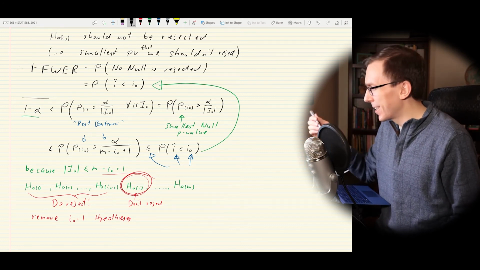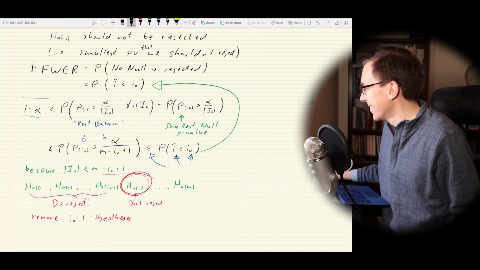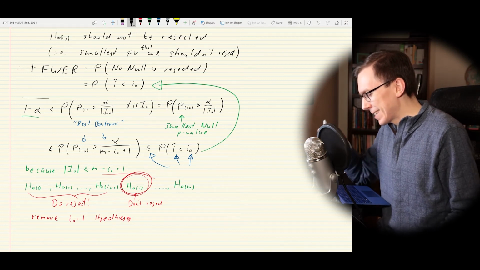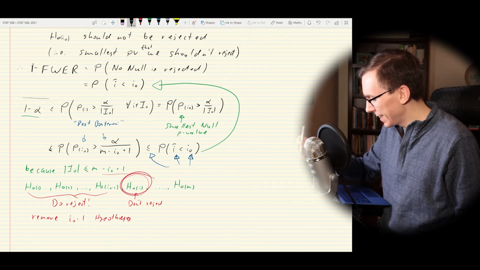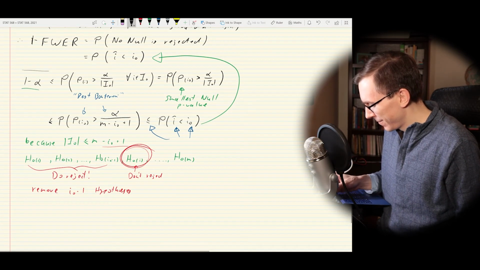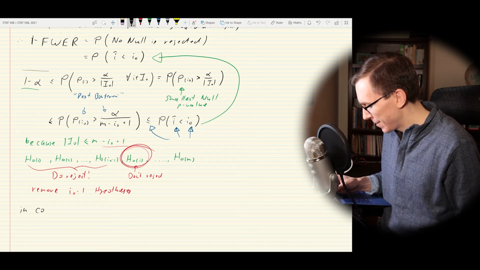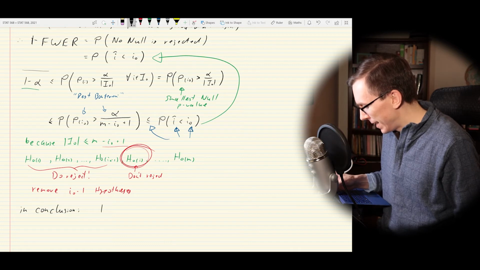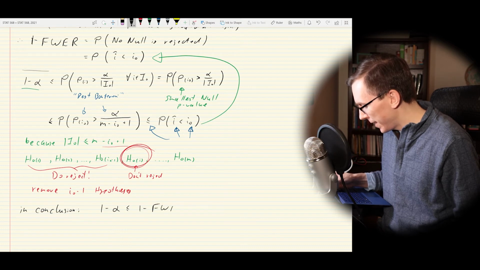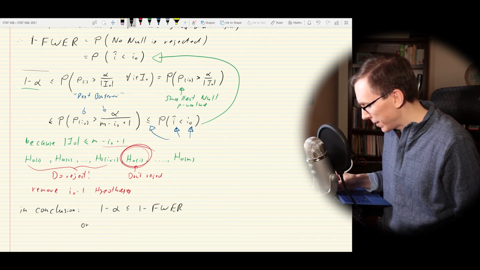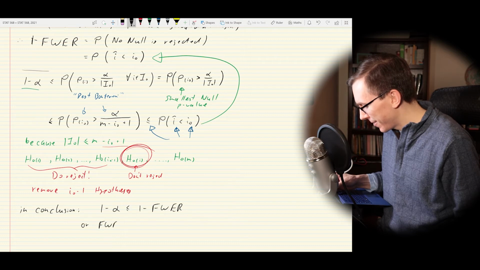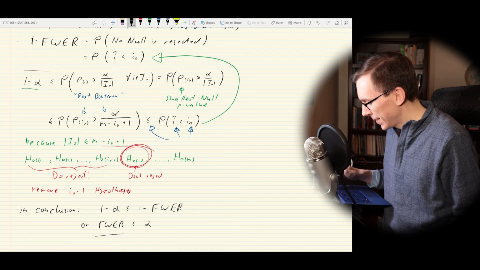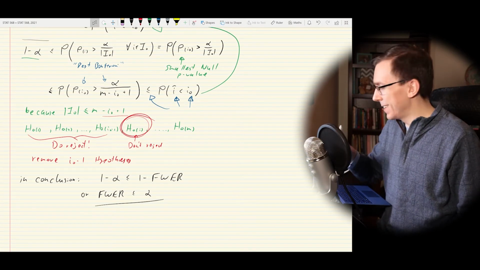There's a lot of knots floating around here, which is quite tricky. Anyway, this is a little bit roundabout, but what we finally got here, in conclusion, is that 1 minus alpha is less than or equal to 1 minus the family-wise error rate, or by flipping things around, the family-wise error rate is less than or equal to alpha. Excellent. And that is Holm's method.